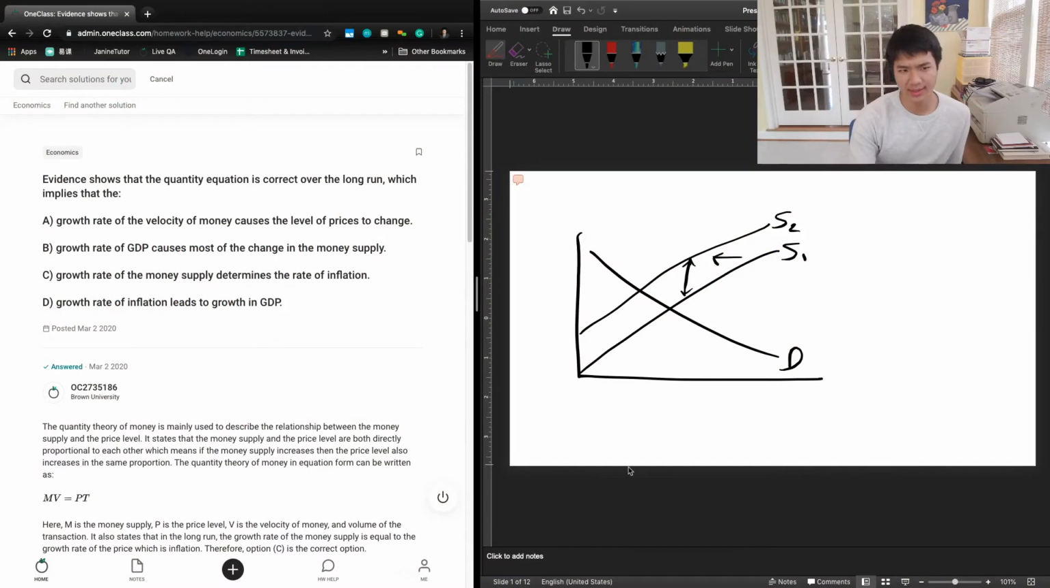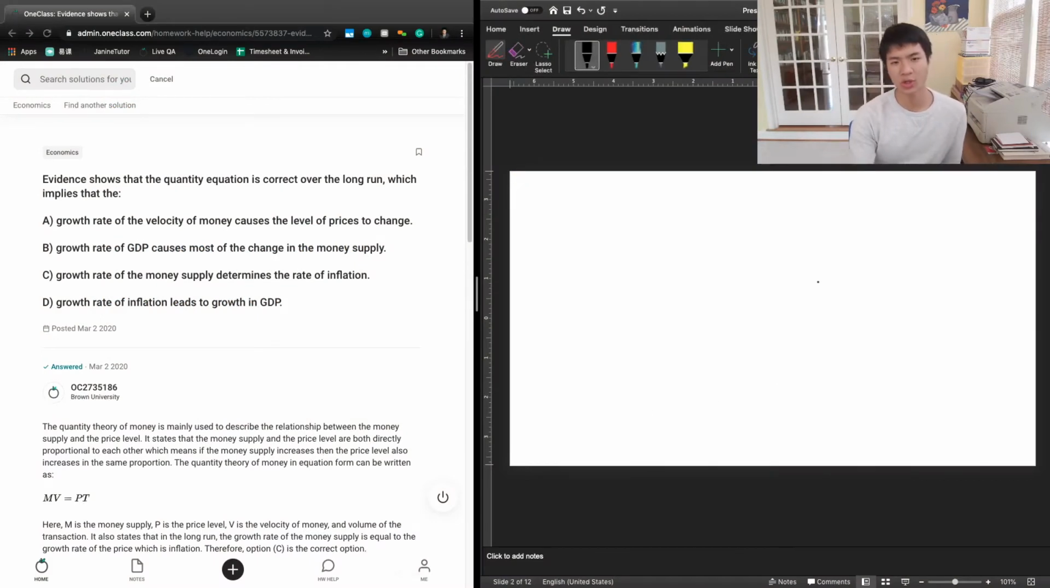Next question says, evidence shows that the quantity equation is correct over the long run, which implies that A, the growth rate of the velocity of money causes the level of prices to change. B, growth rate of GDP causes most of the change in the money supply. C, growth rate of the money supply determines the rate of inflation. Or D, growth rate of inflation leads to growth in GDP.